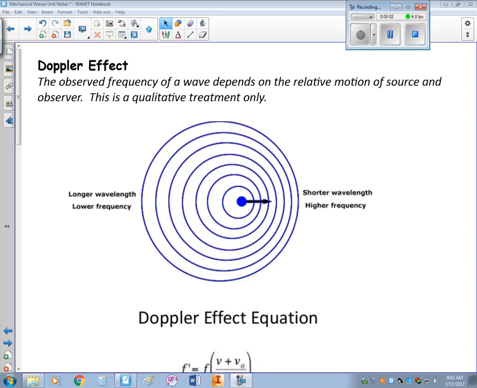This is video 2 for the waves unit. Let's begin by talking about the Doppler effect.